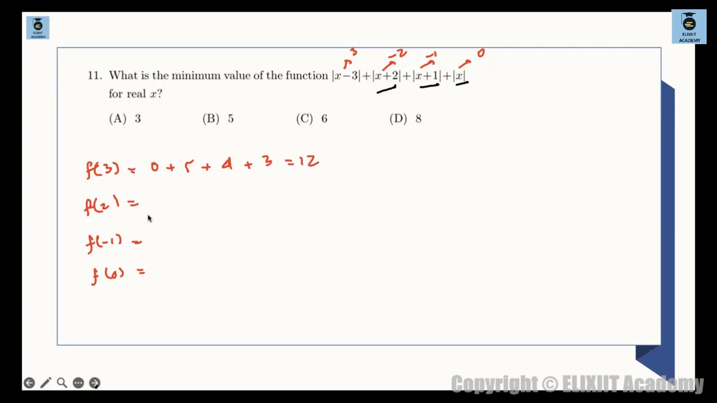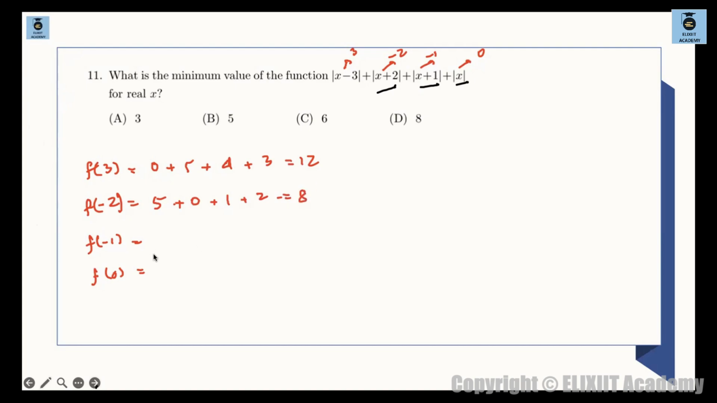अच्छा, फिर this will be minus 2. I'm sorry, this is minus 2. ये minus 2 होगा because we are finding f of minus 2, right? The turning point is minus 2. So you'll find what is f of minus 2. f of minus 2 is what, first one is what, minus 2 minus 3 is minus 5. Mod of minus 5 is what, plus 5. 5 plus 0 plus 1 plus 2. So total हो गया, this is 8.